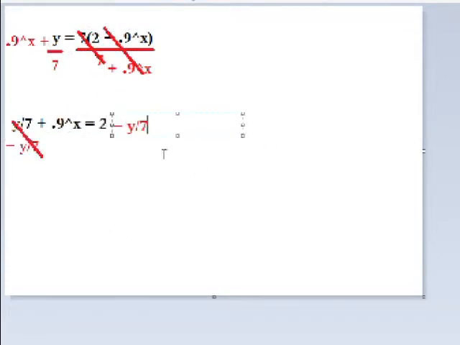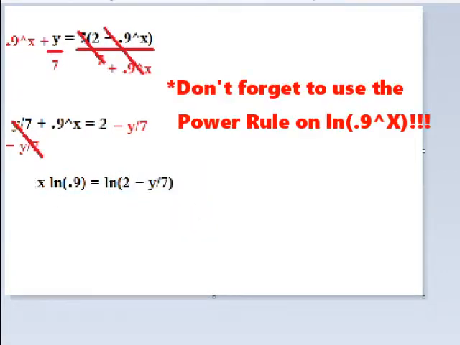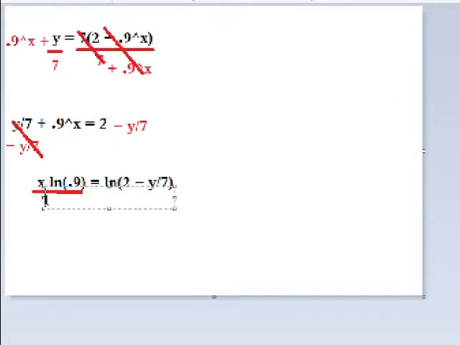To get x on its own, the natural log is used for both sides, and this makes the exponent of x times the natural log of 0.9 equal the natural log quantity 2 minus y over 7. After that, the natural log of 0.9 is divided, making x equal the natural log quantity 2 minus y divided by 7 all over the natural log of 0.9.